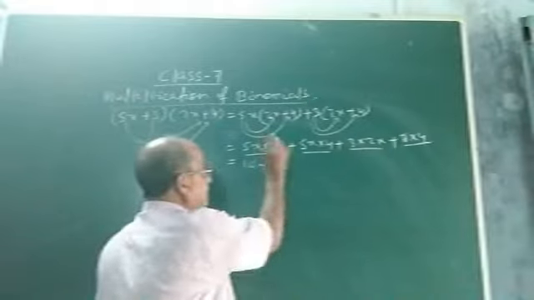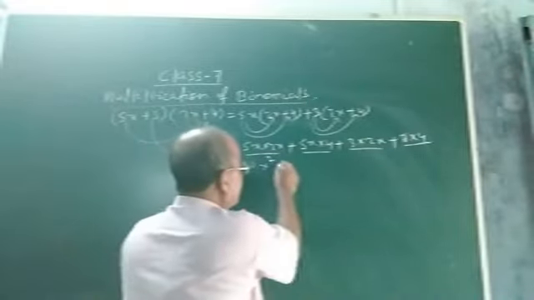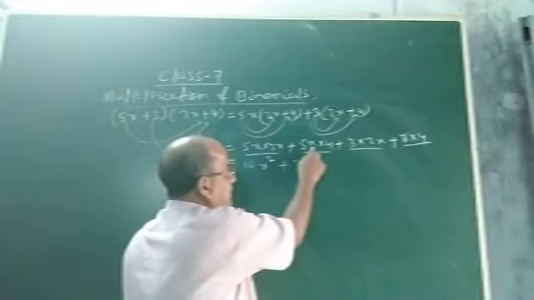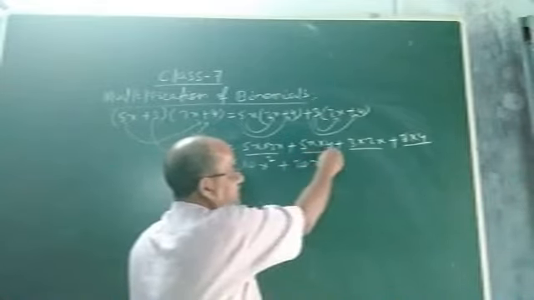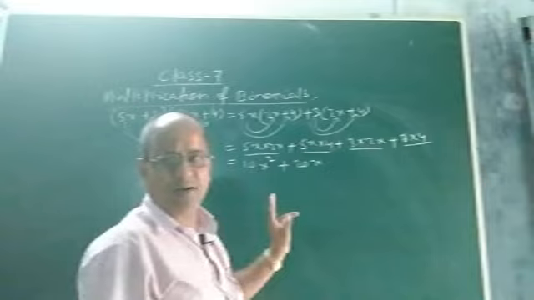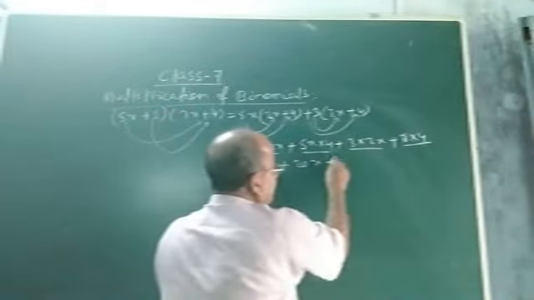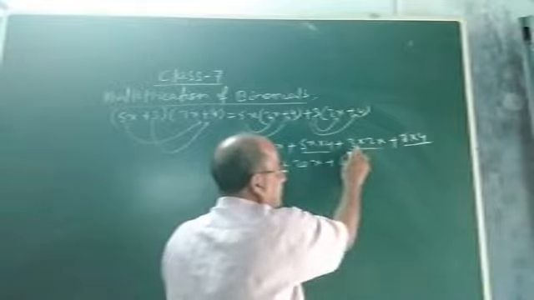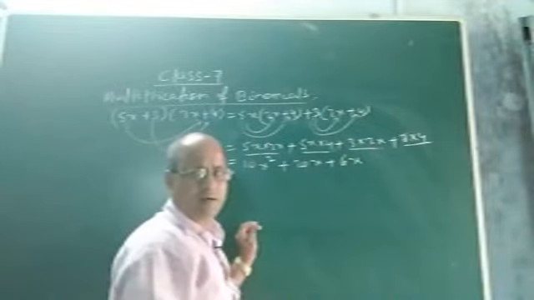It will become x square plus. Here it is 5, here it is 4. You multiply the numerals, 5 into 4 is 20. Here only x is there, no x is there in 4, so x will remain as it is. Then plus 3 into 2, it will be 6 and x will remain as it is because there is no x in 3.